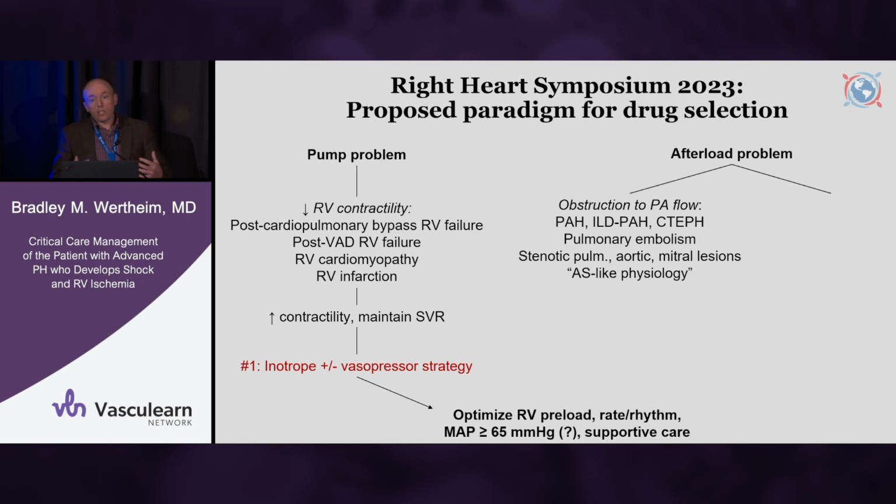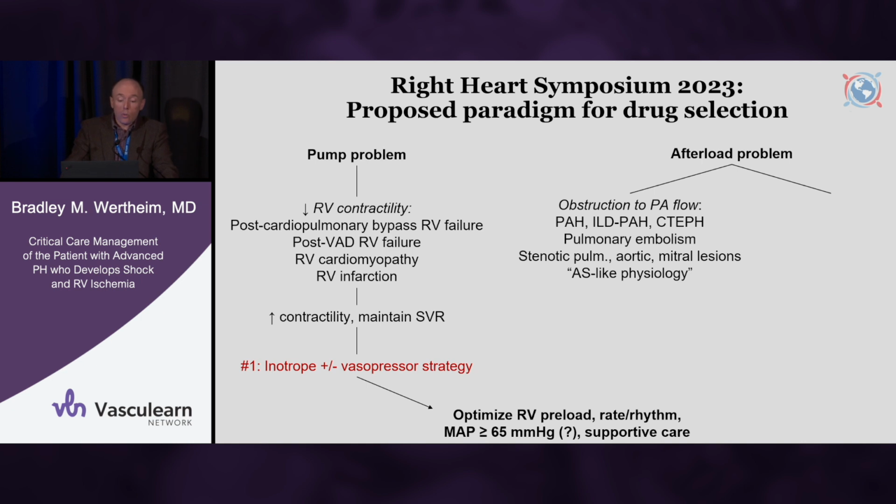However, as a pulmonologist, I spend most of my time in the world of RV afterload problems. And you have to think about this in a different way. Even in the hospital, you'll see people conflate these two different syndromes of RV failure, and they're not the same. So for our patients with obstruction to PA blood flow, these are our patients like the patient in the case, chronic thromboembolic pulmonary hypertension, PAH, PH-ILD, even pulmonary embolism to some degree.